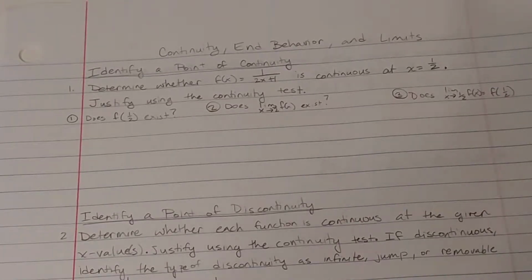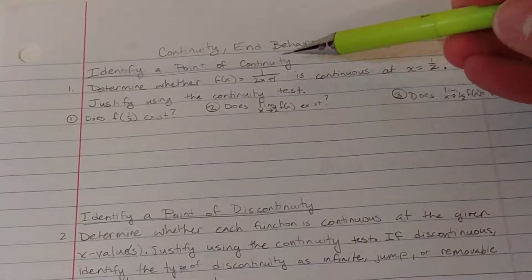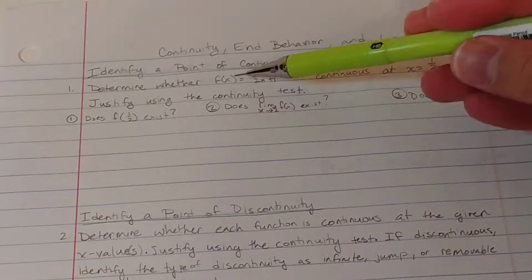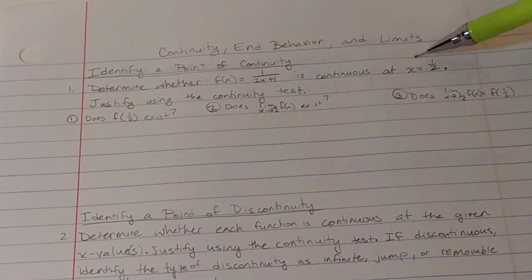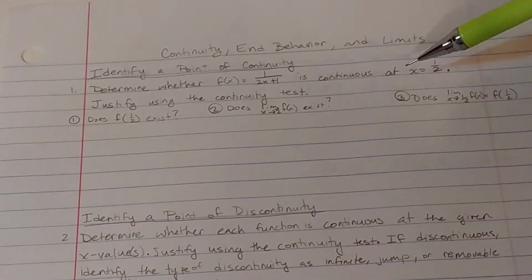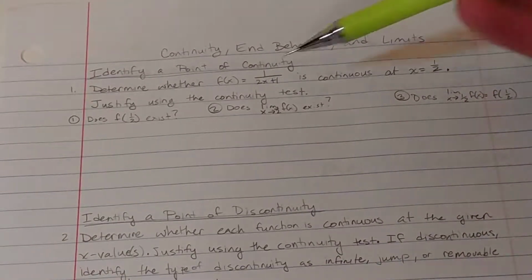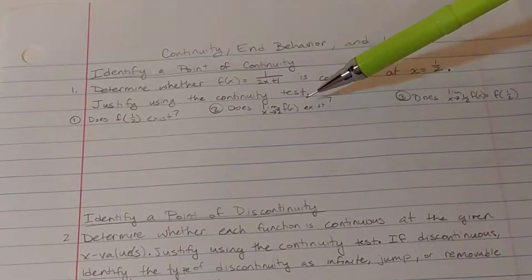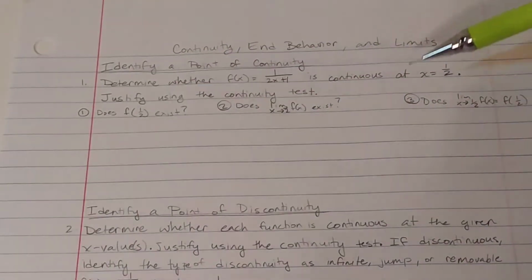So today we're going to look at continuity and behavior and limits. For today, it's just identifying a point of continuity. So number one, it says determine whether f of x equals 1 over 2x plus 1 is continuous at a given point, or at a given x. So here our x is 1/2. Justify using the continuity test. So we have 3 steps that we need to do.